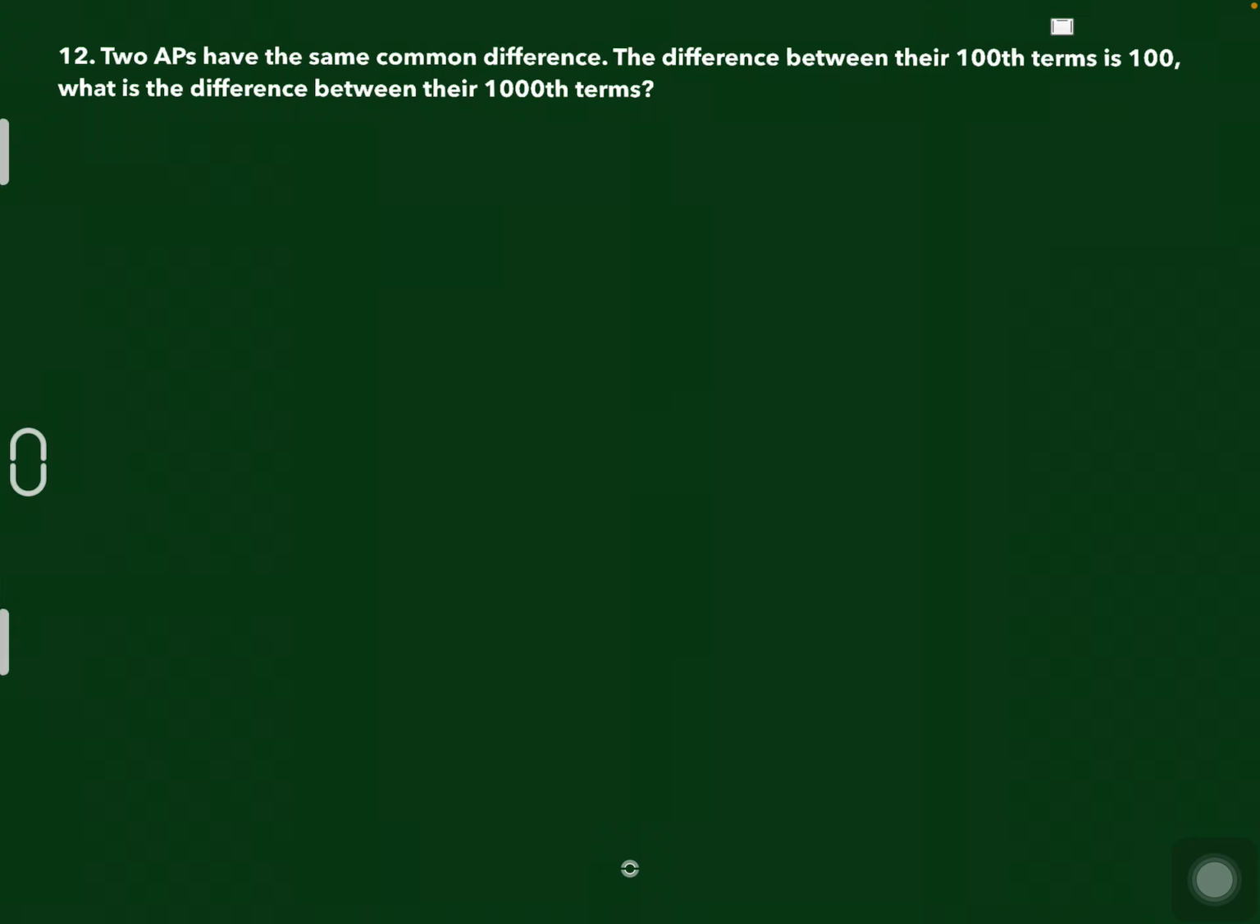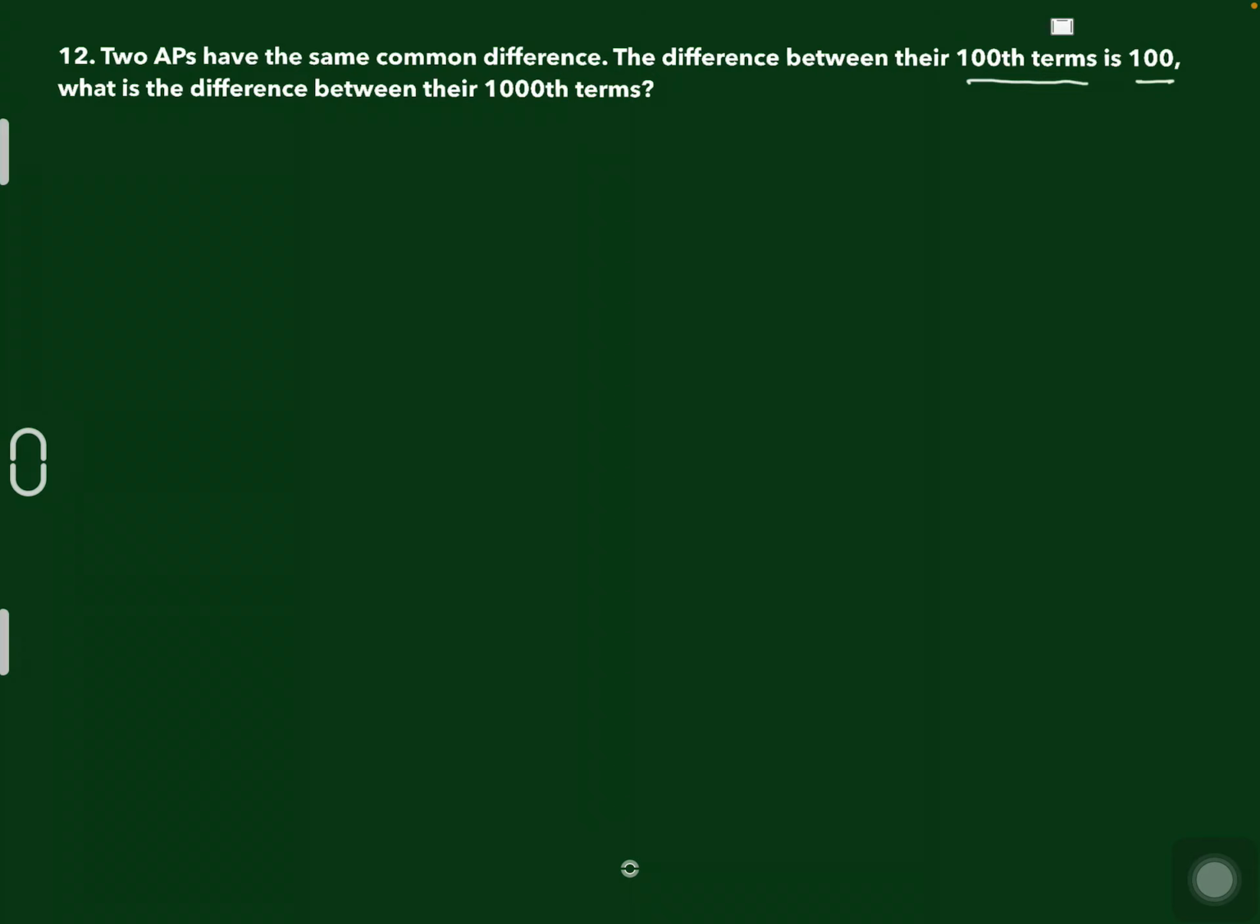Let us see the 12th question. Two APs have the same common difference. So, there are two APs which have the same common difference D. The difference between their 100th terms is 100. What is the difference between their 1000th terms?